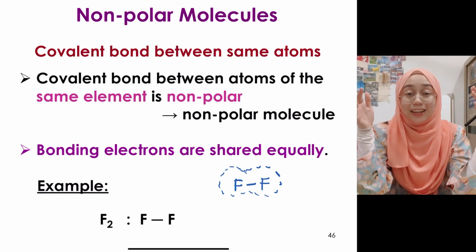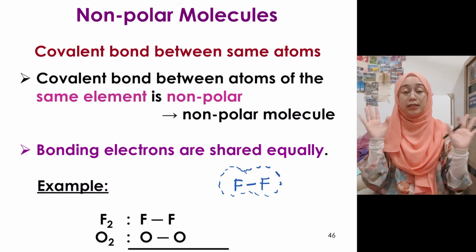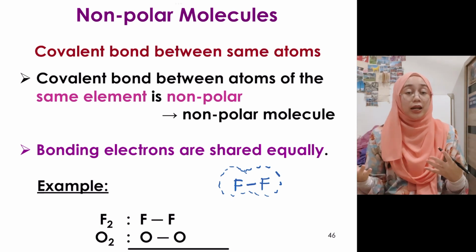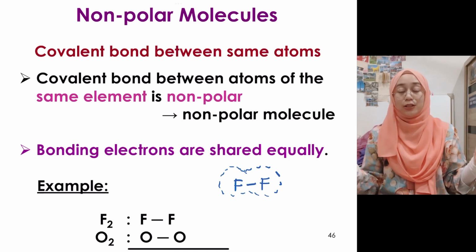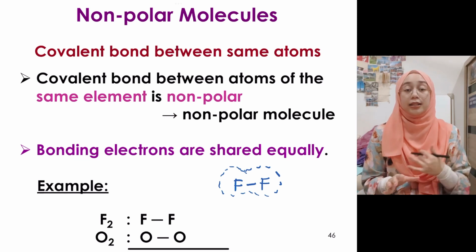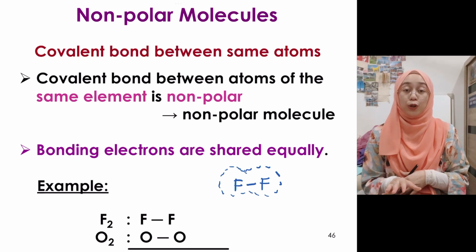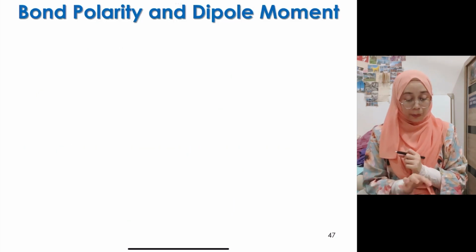distributed evenly. Okay, so sama juga dengan oksigen. Oksigen pun macam tu juga, kita boleh nampak yang since dia dua atom yang sama, no difference in electronegativity, so the electron is distributed evenly. Okay, so tak ada yang partially negative, tak ada yang partially positive. So kalau macam ni, it is said to be a non-polar molecule. Okay, and bond yang terhasil between those two atom is non-polar bond.